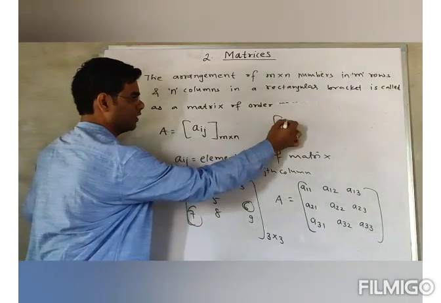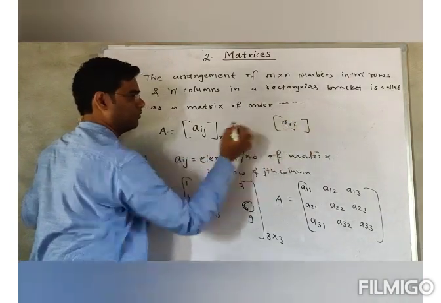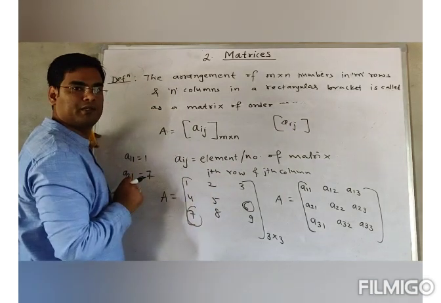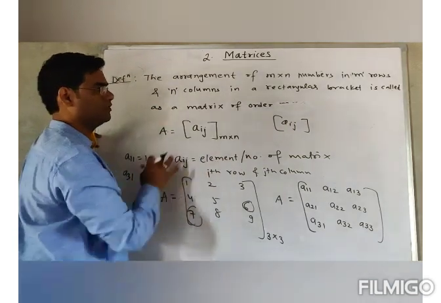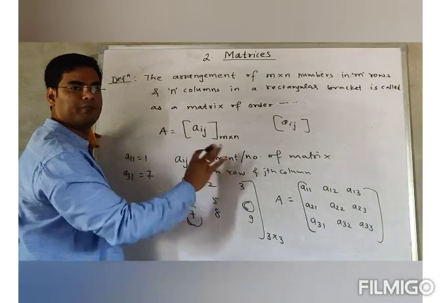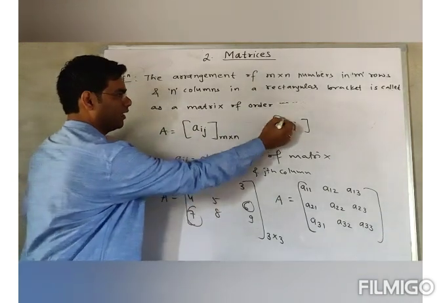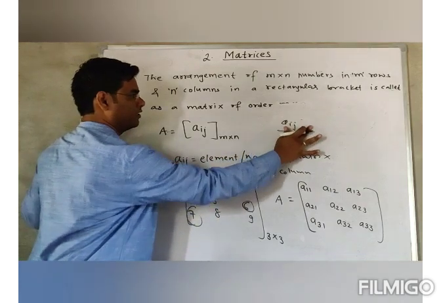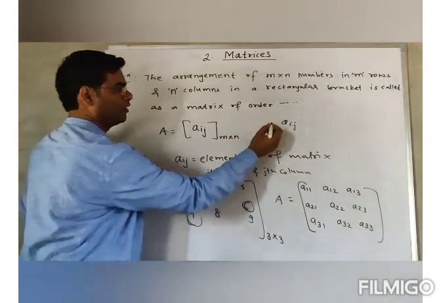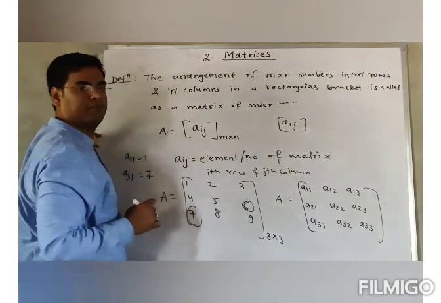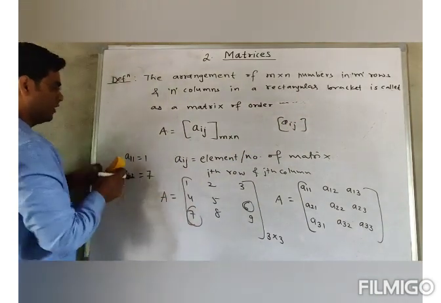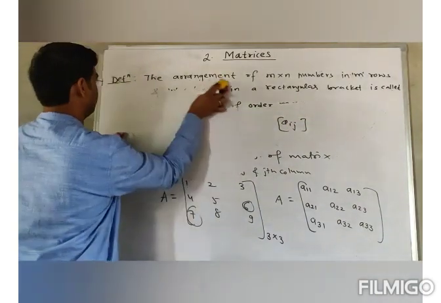If we place these elements in a rectangular bracket, then it becomes the symbolic representation of a matrix, and matrices are usually denoted by any capital letter. You can denote it by any capital letter from A to Z. So Aij without a bracket is simply an element. And if we put a bracket, then it becomes a matrix. So let us take one example on the basis of this definition.